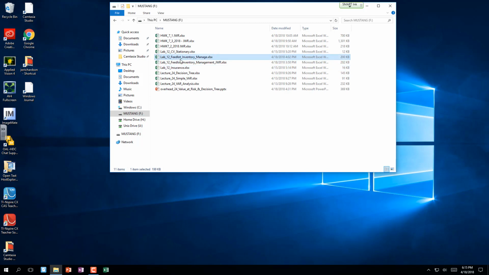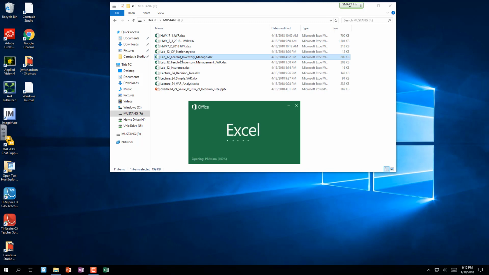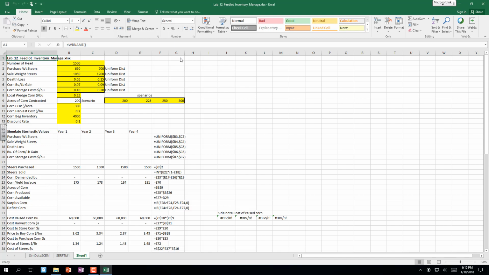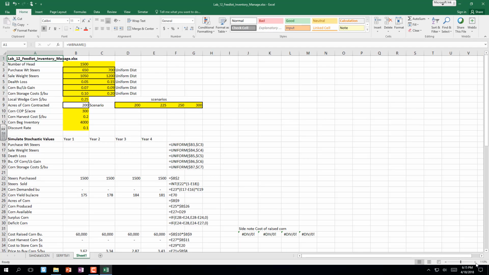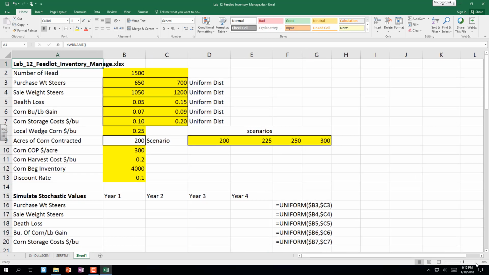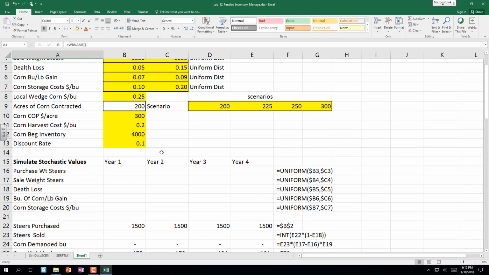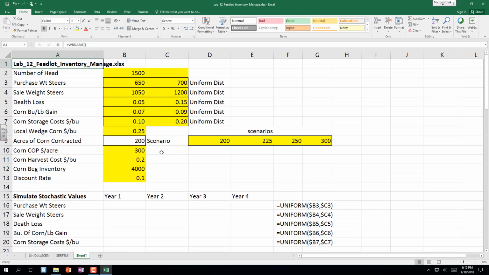I want you to bring up Lab 12 feedlot inventory. Okay. This is kind of a perverted inventory management problem. I dreamed this up in the last day or two and programmed it today, and I left some equations out and I included some other equations. Okay, let's start with the context of this problem.